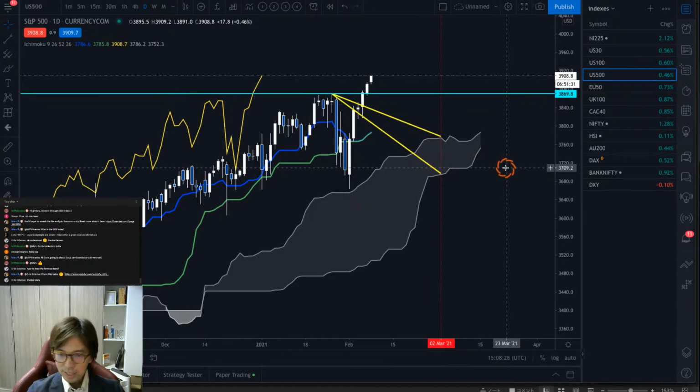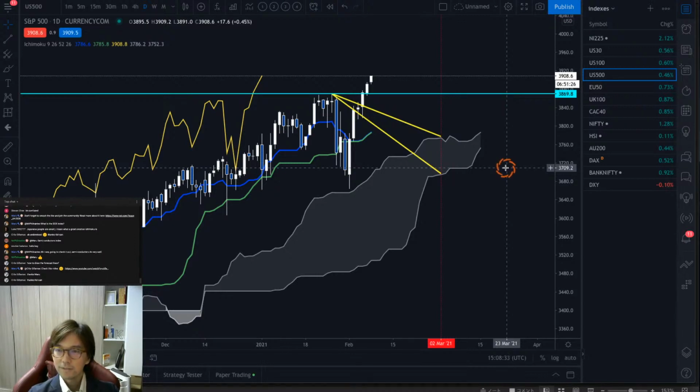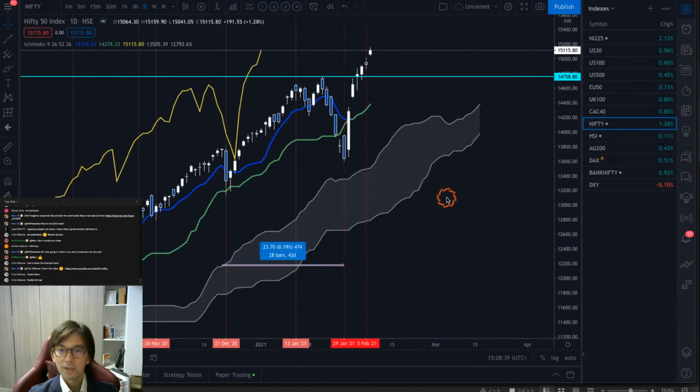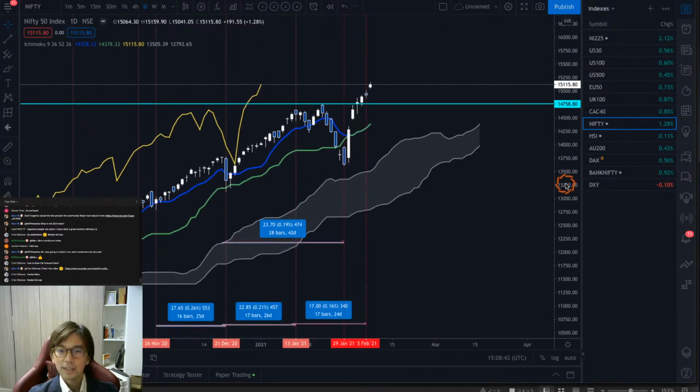So let me see. I can see that there are lots of traders from India today. So let me check Nifty, because Nifty was also in time cycle. So here is a Nifty daily chart.